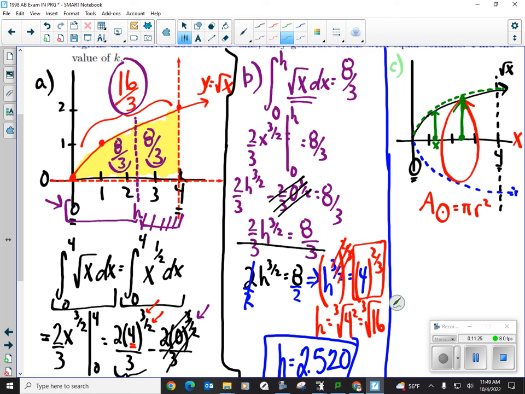If it's right here, boom, the radius is the square root of whatever x is. Right here, boom, it's a square root of whatever this x is. Right here, boom, it's a square root of whatever x this is. So it's always the square root of x. Pi times the square root of x squared. I've got to integrate that.